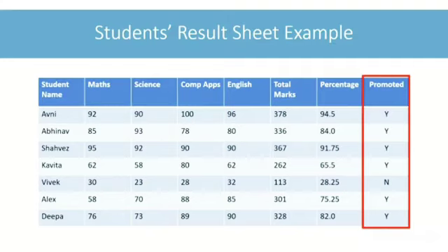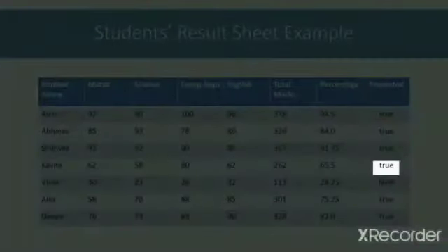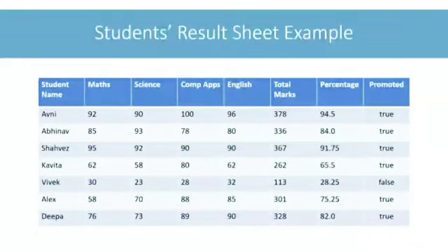Putting on my programmer's hat, I will refactor the promoted column a little bit. Instead of writing Y or yes if the student is promoted, I will write true. I will write false if the student is not promoted. Now it will look something like this. A true here indicates that the student was promoted. A false in this row indicates that the student was not promoted. So far you are with me, right?